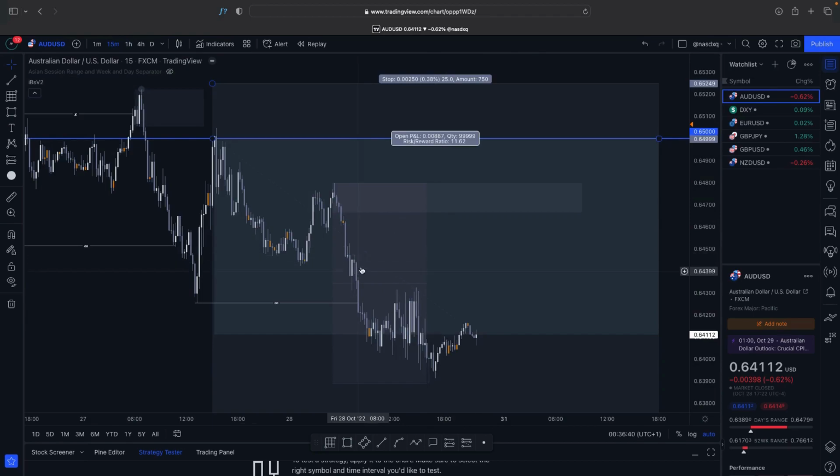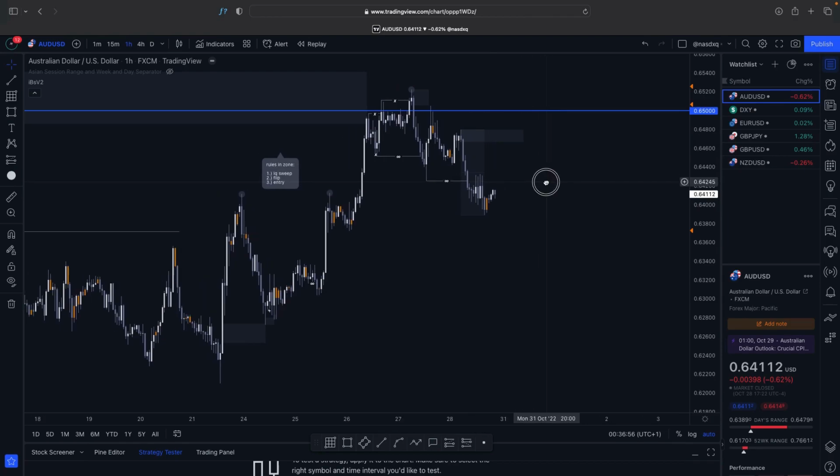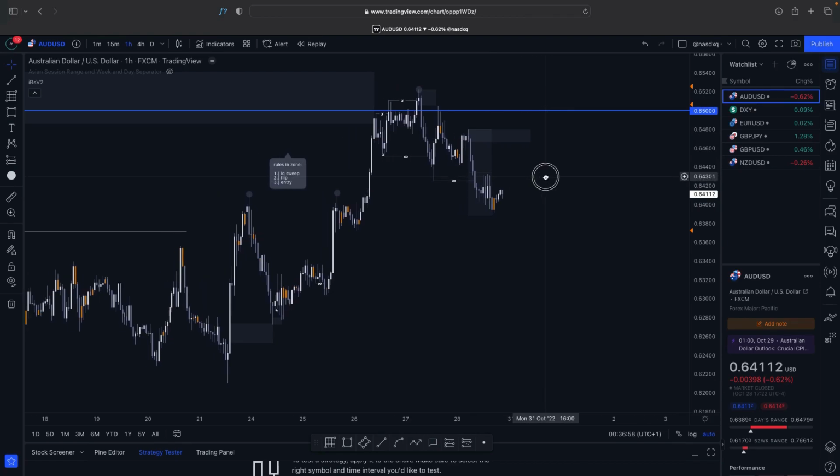Potential 15-minute area in here, which actually looks quite nice in there, but I'm going to be a little bit cautious about that one. You know, I'll probably take that one off. I'd like to see price come into here for a safer entry, but that's everything on Aussie dollar.